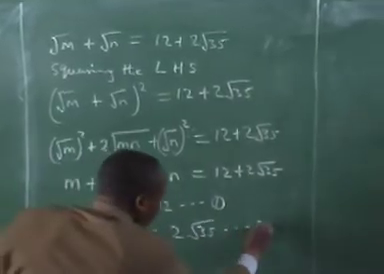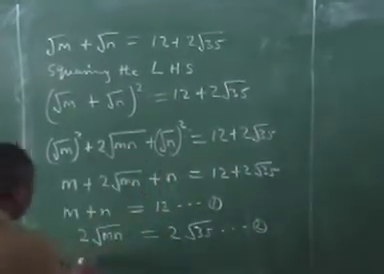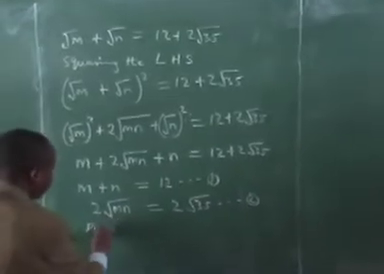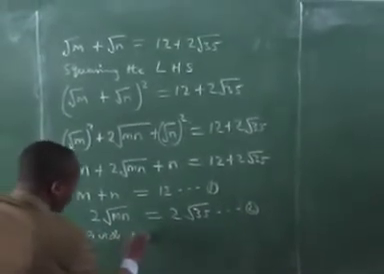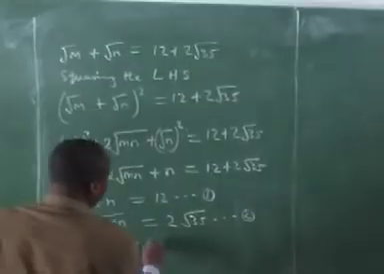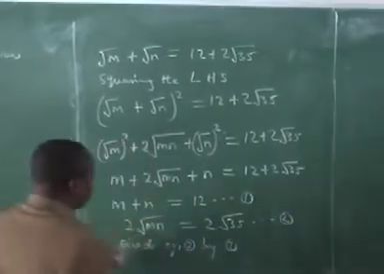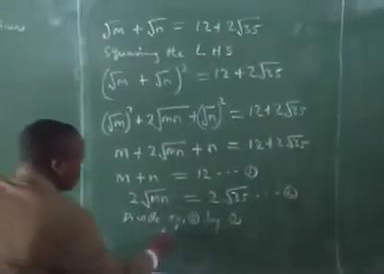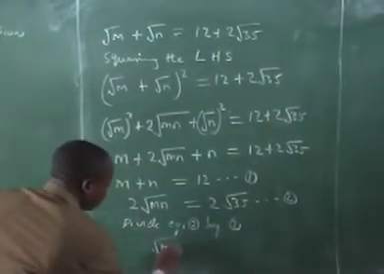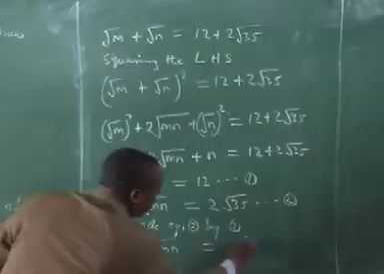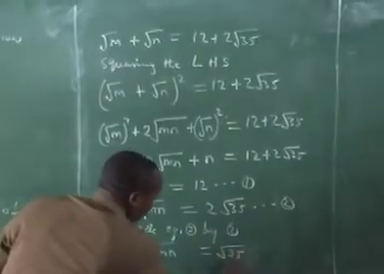Call this one equation 2. Now I'm going to divide equation 2 by 2 so that I can remove this one. Then we'll have root n will be equal to root 35.